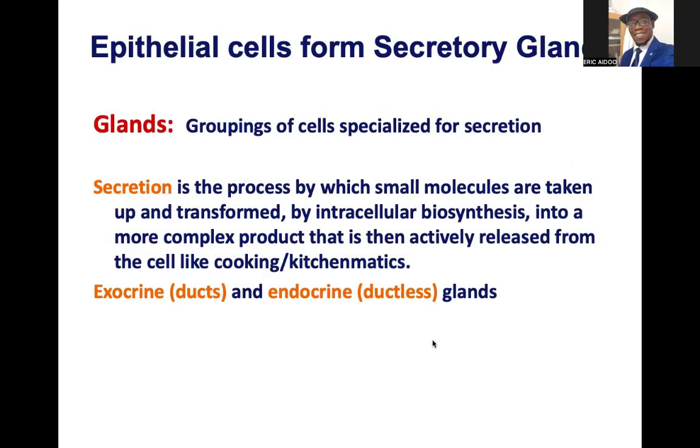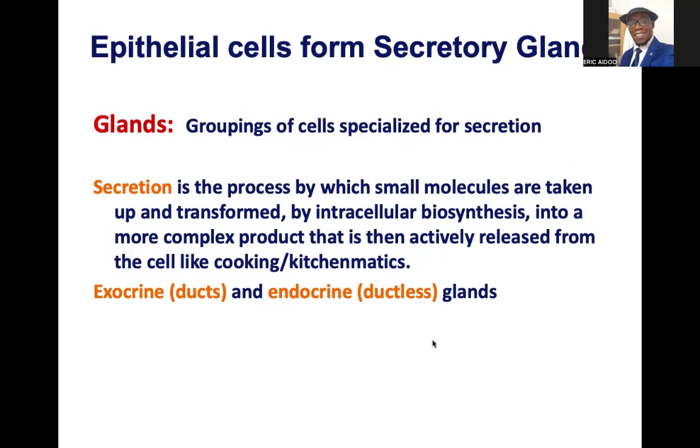So, epithelial cells have the capacity to form glands, and we call these glands secretory glands because they are able to process some small molecules which can be transformed, and then by intracellular biosynthesis, the complex products that are formed can be released to a destination or a site that will be useful. Now, these secretions can either go through a duct to its destination, or they can pass through blood.